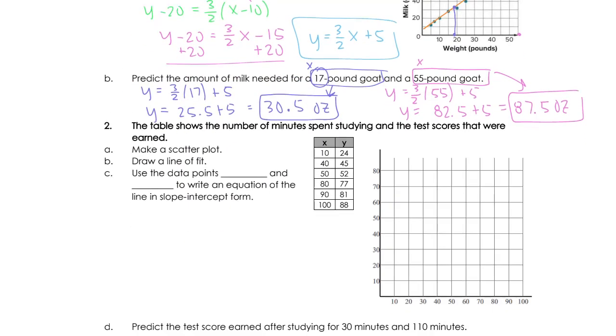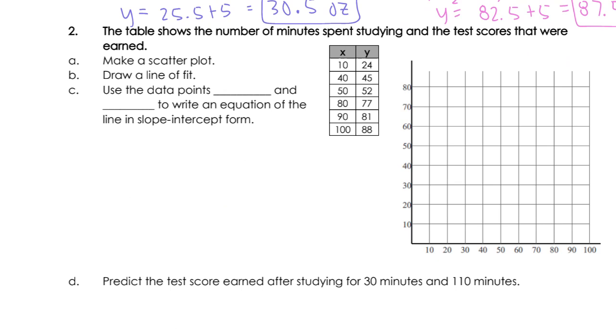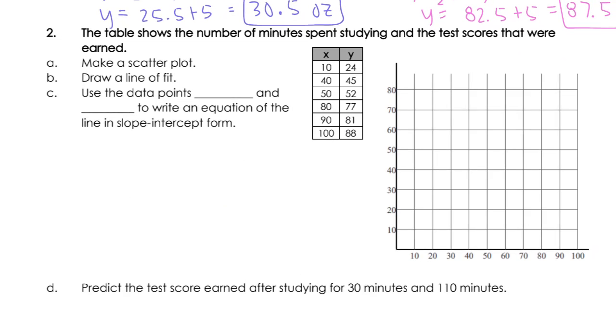Moving on down to number 2. I'm going to zoom in a little bit more here. Okay, now in number 2, they actually give you a blank scatter plot. So step 1 says make a scatter plot. We're talking about the number of minutes spent studying and the test scores that were earned. So minutes is going to go down here for the x-axis, and then test score is going to be my y-axis.